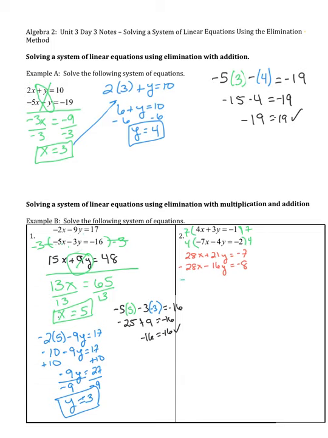Now, if you notice, my 28x and my negative 28x will cancel out. So I'm just left with 5y equals negative 15. Divide both sides by 5. Y equals negative 3. I didn't miss a sign this time. All right?